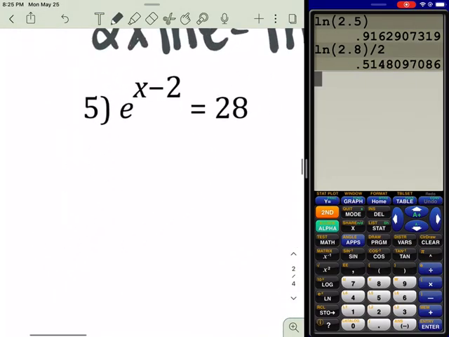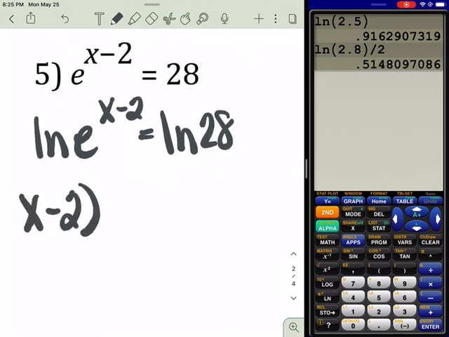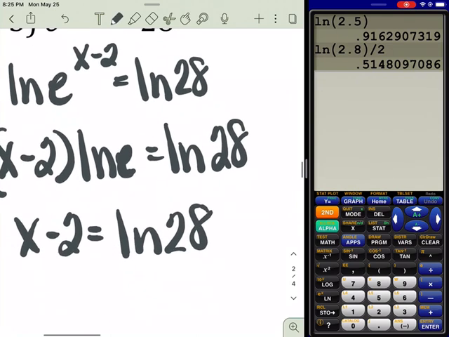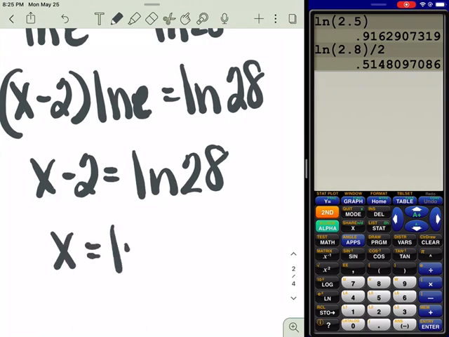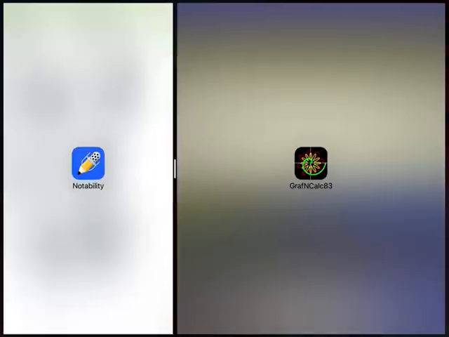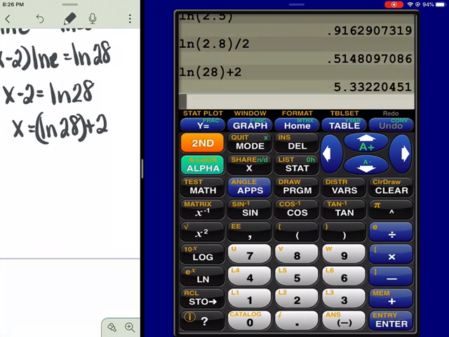Okay, let's try this guy. This one looks a little bit more involved because our exponent is x minus 2. No big deal, we're going to do the same thing. We're going to take the ln of both sides. Bring the exponent down in front. Now I'm going to put that exponent in parentheses, I don't want to get myself confused here. The ln of e is still going to go to 1. So x is equal to ln of 28, and then we add 2 to that answer. I'm going to put that in parentheses so I don't forget. So ln 28, close my parentheses, then plus 2, and we get 5.33.